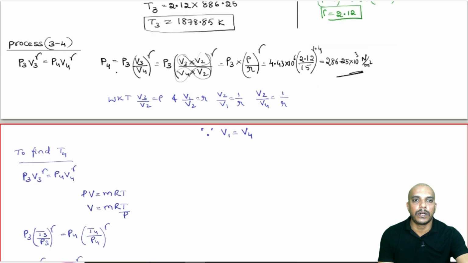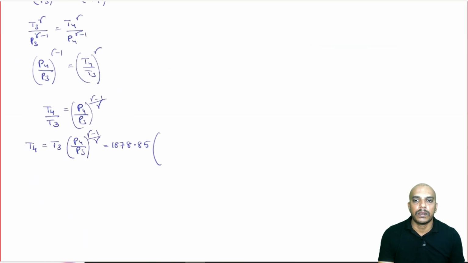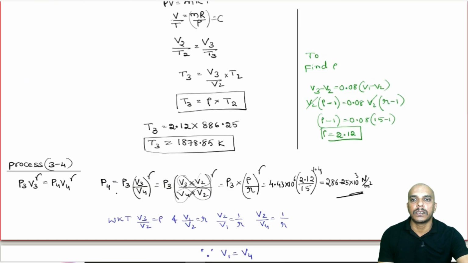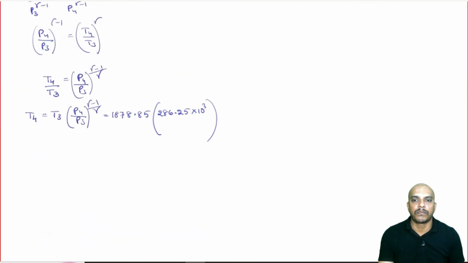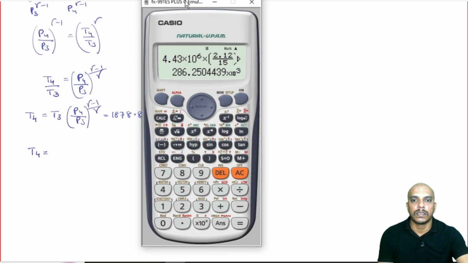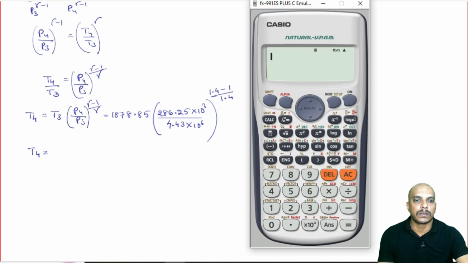P4 is 286.25 into 10 power 3, and our P3 is 4.43 into 10 power 6, whole power gamma minus 1 divided by gamma, that is 1.4 minus 1 divided by 1.4. So, this must give us the value of temperature T4 at the end of expansion. All right. So, let us solve this.